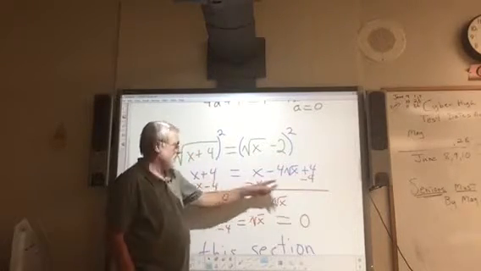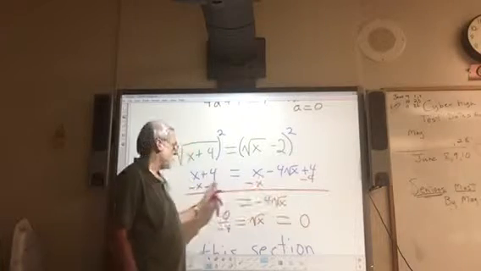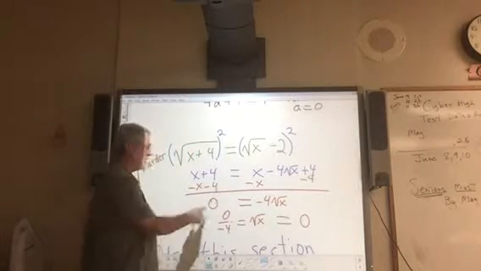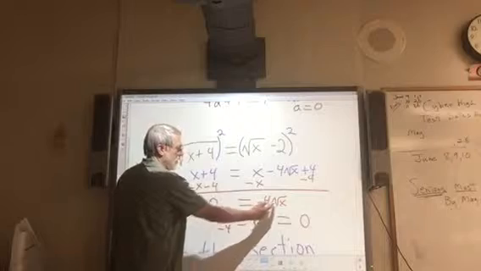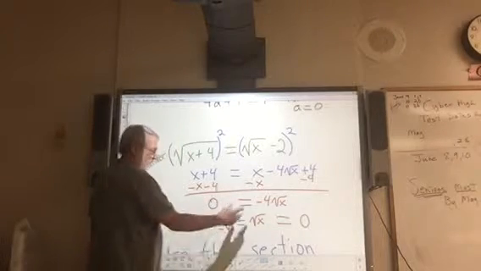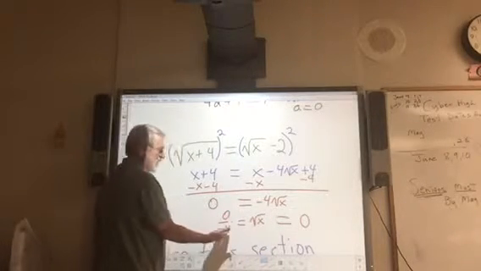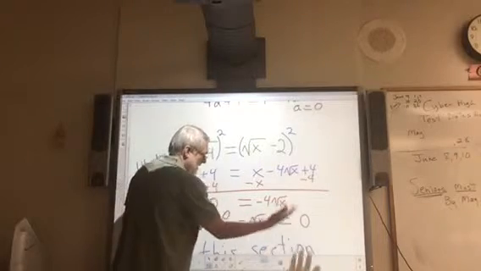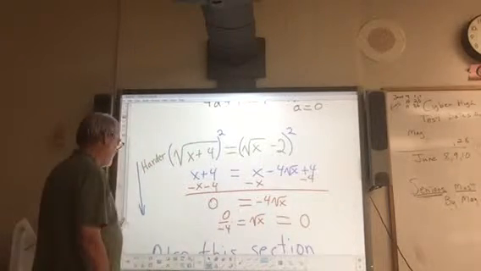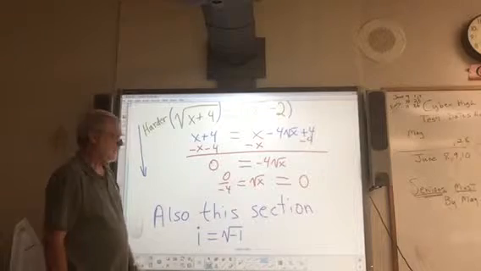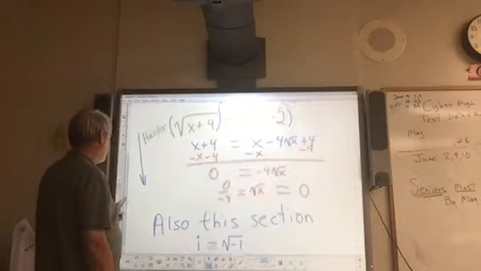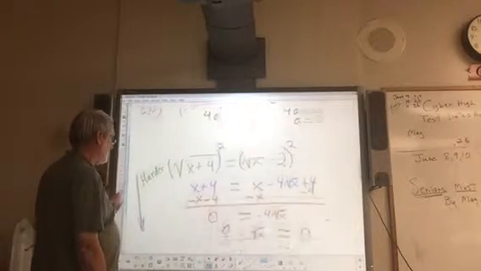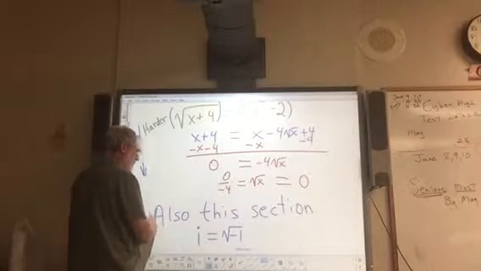So then what I did is I subtracted 4 from both sides and subtracted x from both sides. I get 0 equals negative 4 radical x. Divide both sides by negative 4. Radical x has to equal 0. Also, no, that's not true. Not in this section. We don't see this yet.